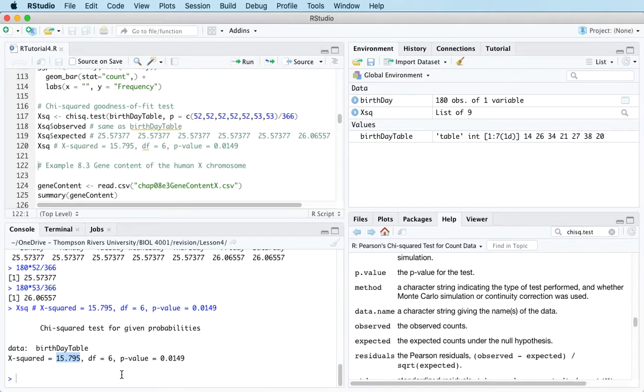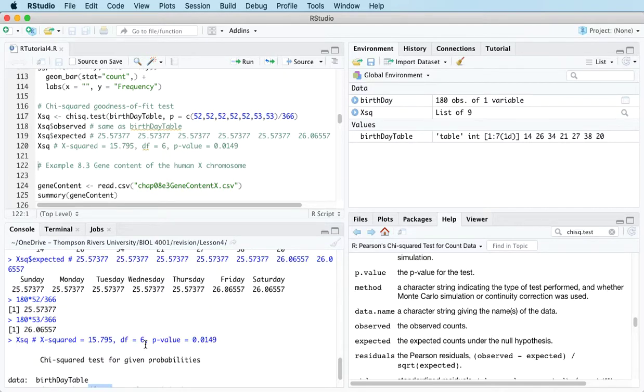So remember, the p-value is going to be the probability of observing a test statistic as extreme as this, or even more extreme if the null hypothesis was true. And so in this case, that p-value is going to be the upper tail area for a chi-square distribution. And so it'll be the area under the chi-squared curve to the right of 15.795. Chi-squared distributions are indexed by a degrees of freedom, and in this case it's telling us that the degrees of freedom for the chi-squared distribution that we need is 6.